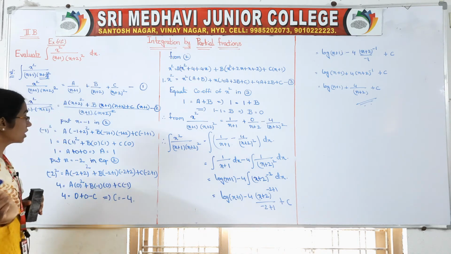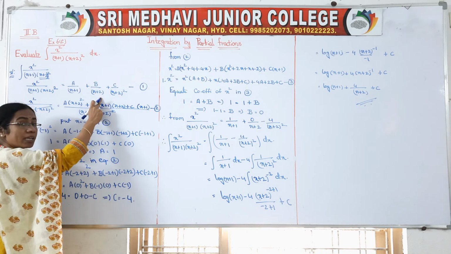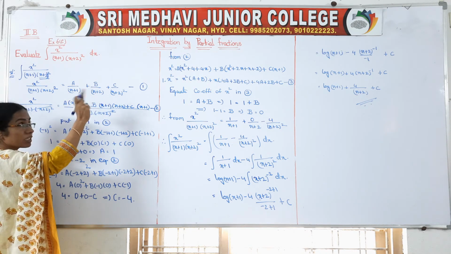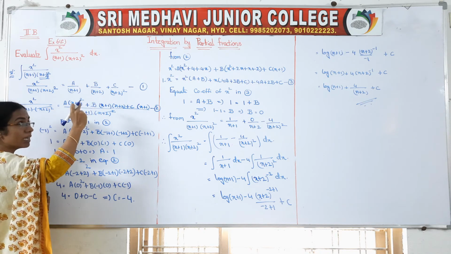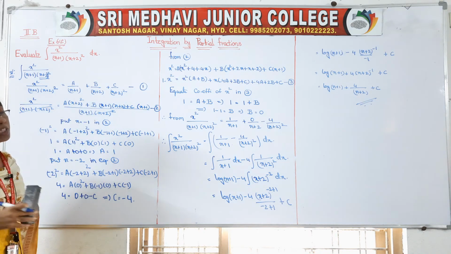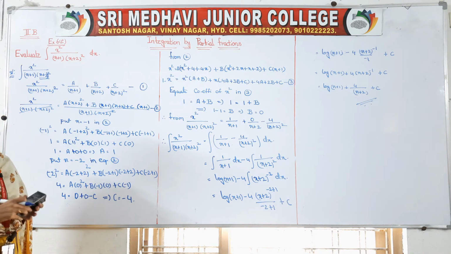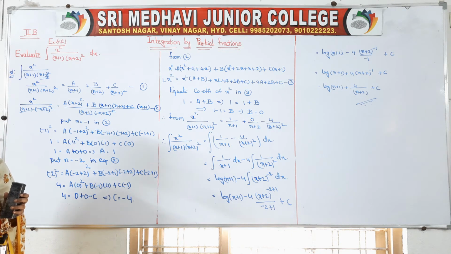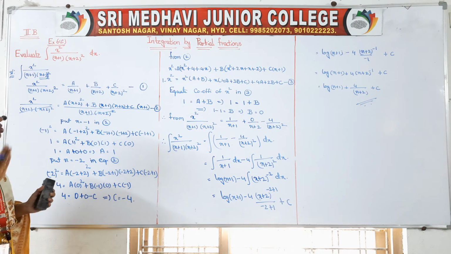So first, only a constant by that linear factor. If it is repeated 2 times, next we take some constant by that linear factor 2 times. Suppose it is repeated 3 times, then we take some constant by that linear factor the 3rd time.